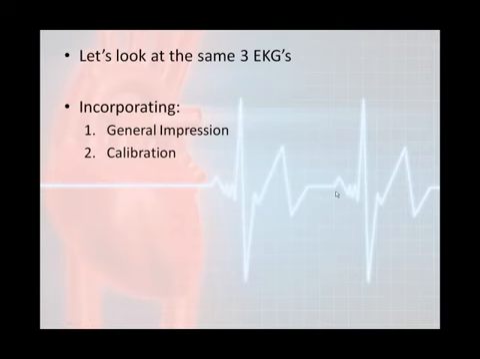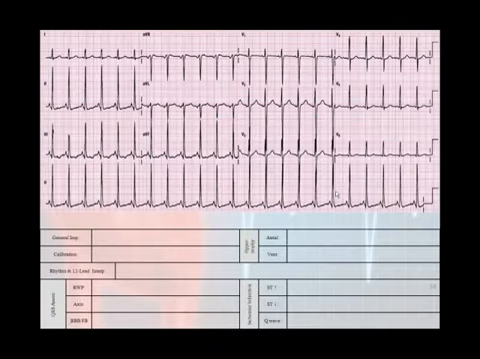Now let's look at some EKGs using the first 2 steps of the EKG interpretation process. We will determine the general impression and the calibration. Here we go. Quickly look at the general impression. Now, did that look excessively fast, excessively slow, or have ugly morphologies? Hopefully what you saw was that it looked excessively fast.